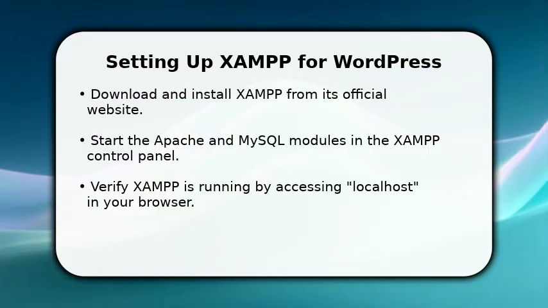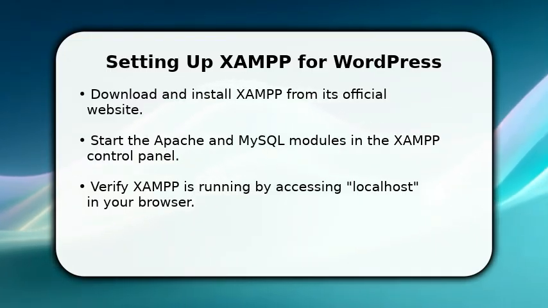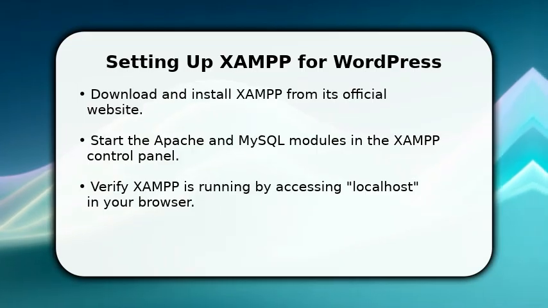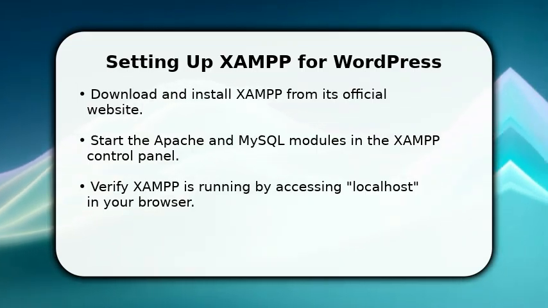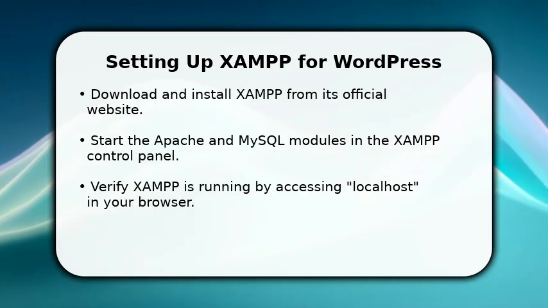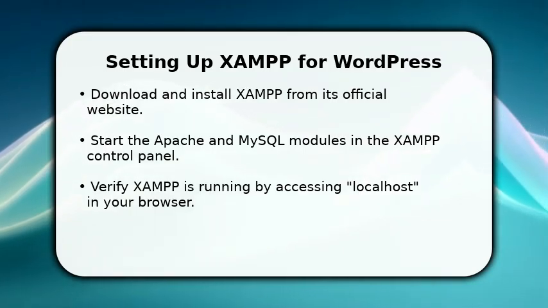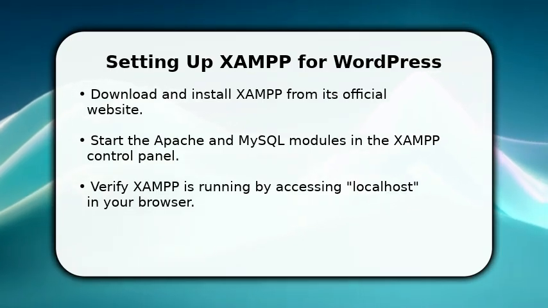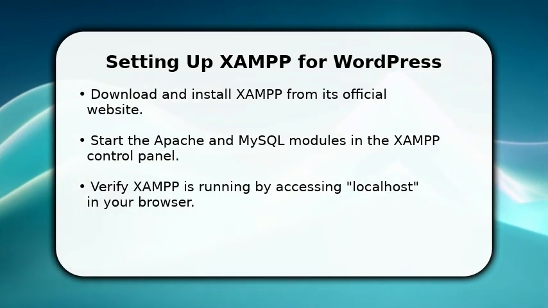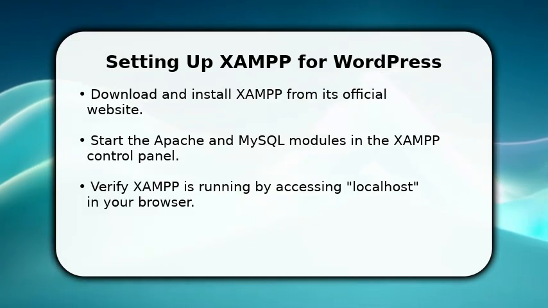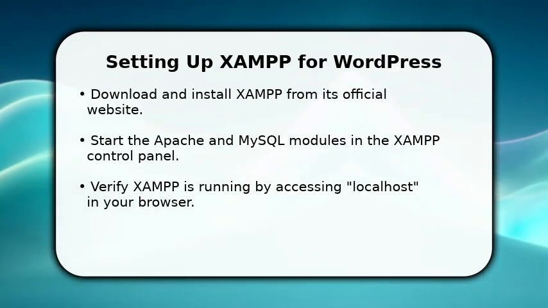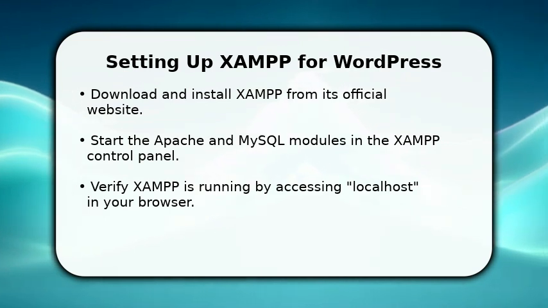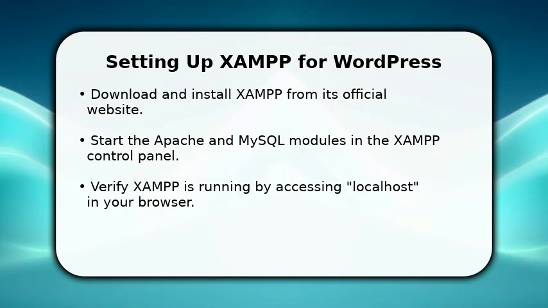In this video, I will explain how to use WordPress offline with XAMPP. First, download and install XAMPP, which stands for Apache, MySQL, PHP, and Perl. Once installed, open the XAMPP control panel. You'll need to start the Apache web server and the MySQL database server. Look for the Start buttons next to these modules and click them. A green status indicates they are running successfully. Then, open your web browser and type localhost into the address bar to confirm XAMPP is operational.